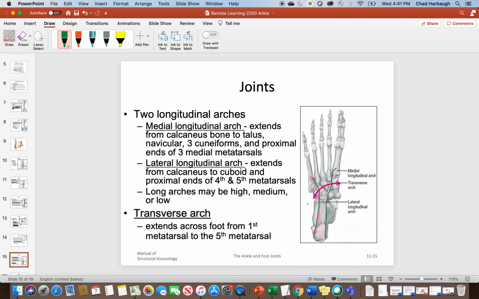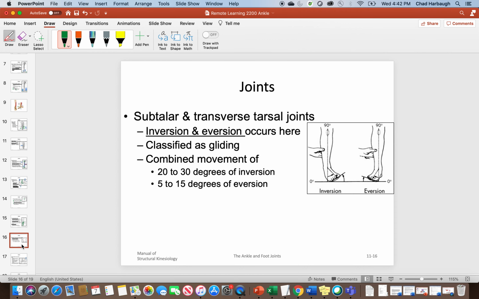And then the transverse arch is going to extend across the foot from the fifth all the way to the first metatarsal. And this assists in adapting the foot to the ground. What that means is, walking barefoot, if you would be walking on concrete versus grass versus rocks, this transverse arch would give feedback to the brain about adapting the foot to the ground structure that you're walking across.